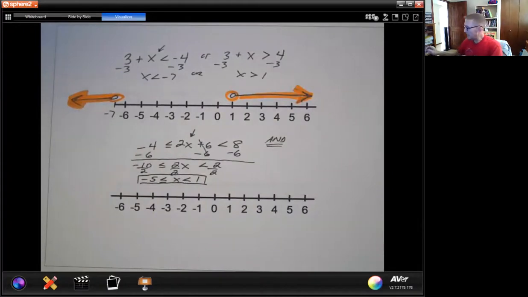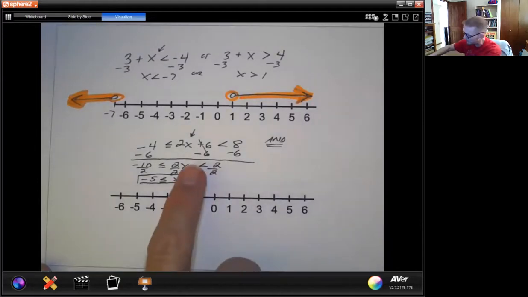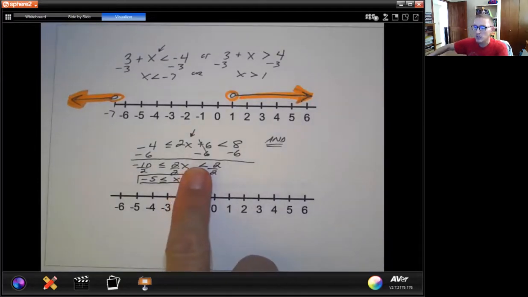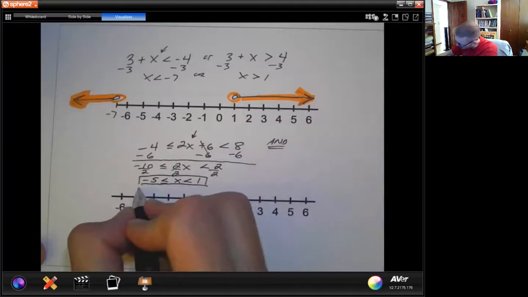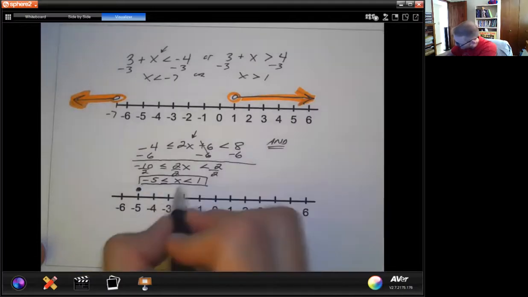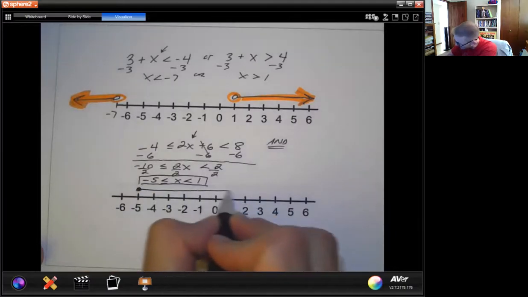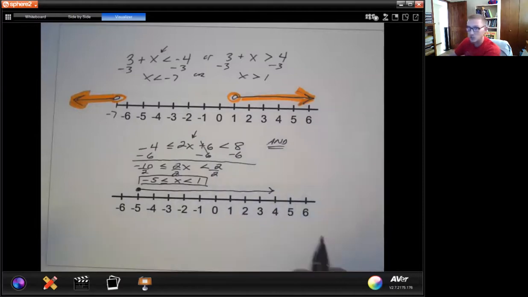Now, when we graph it, we have to look at it as 2 separate inequalities. So I'm going to cover up this side of it and just look at that. And what do we know about the letter x? Well, that says that x is greater than or equal to -5. So I am going to put a closed dot at -5 and draw my arrow to the right. Should have left a little more room here when I made this.